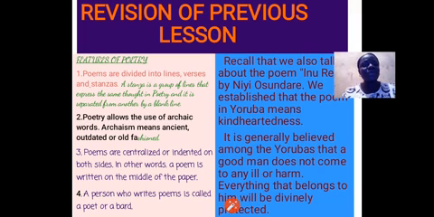Alright, what we have here is a revision of the previous lesson, which we have already done. We looked at the features of poetry. We said poetry is divided into lines, verses, and stanzas. And second, poetry allows the use of archaic words, and we said archaism means ancient, outdated, or old-fashioned. Third, poems are centralized or indented on both sides. Lastly, a person who writes poems is called a poet or a bard.